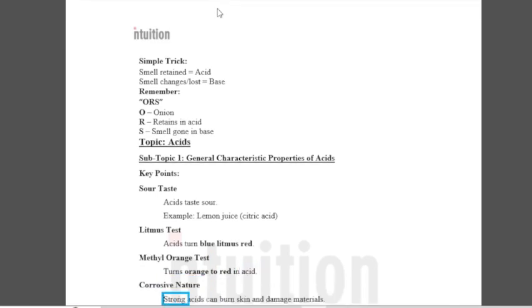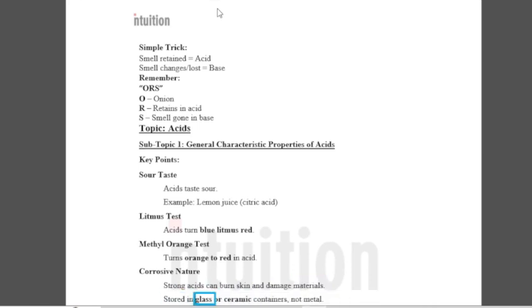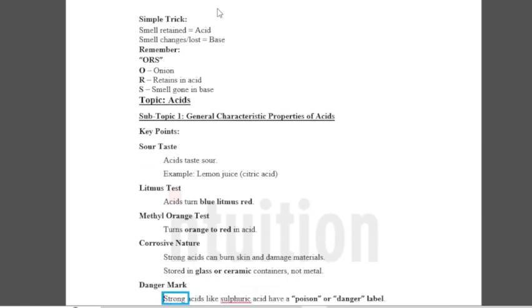Corrosive nature. Strong acids can burn skin and damage materials. Stored in glass or ceramic containers, not metal. Danger mark: strong acids like sulfuric acid have a poison or danger label.